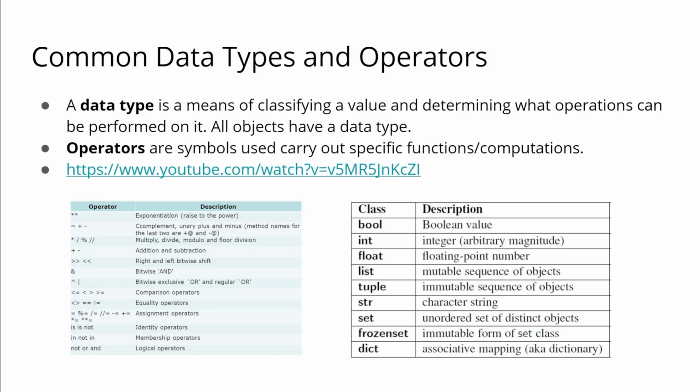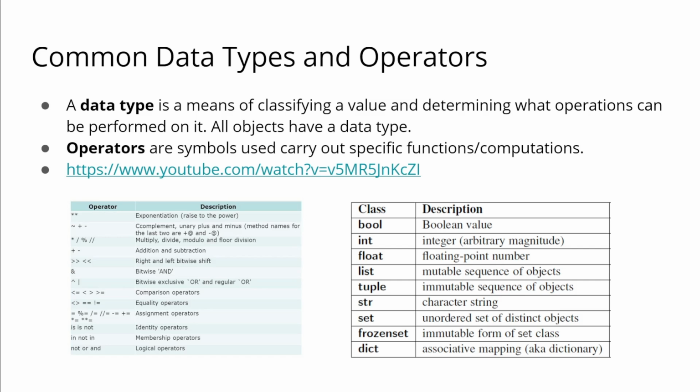As you have seen previously, there is an assignment operator, that is equals to, which is used to assign values to the variables. So at the bottom left of the page you can see a table which consists of operators as well as their description. They are arranged in their precedence from top to bottom, and the precedence is decreasing. So at the top we have exponentiation, then we have complements, then we have addition and subtraction, then we have right and left bitwise shift, then we have bitwise and, then we have bitwise exclusive or and regular or, then we have comparison operators, then we have equality operators, then we have assignment operators, and so on.